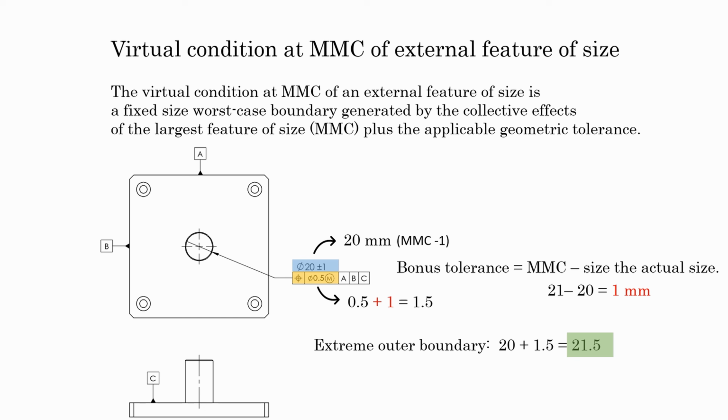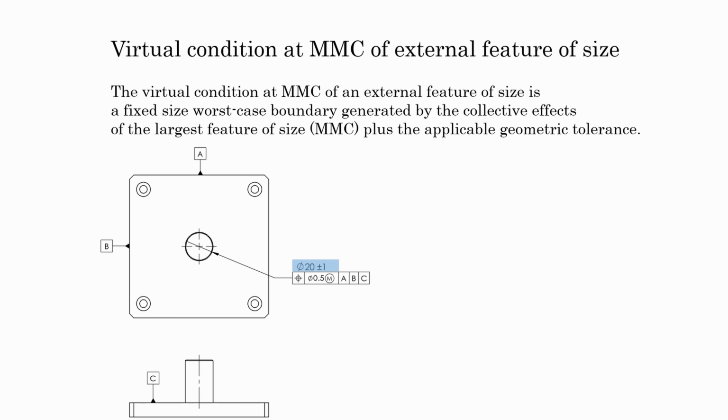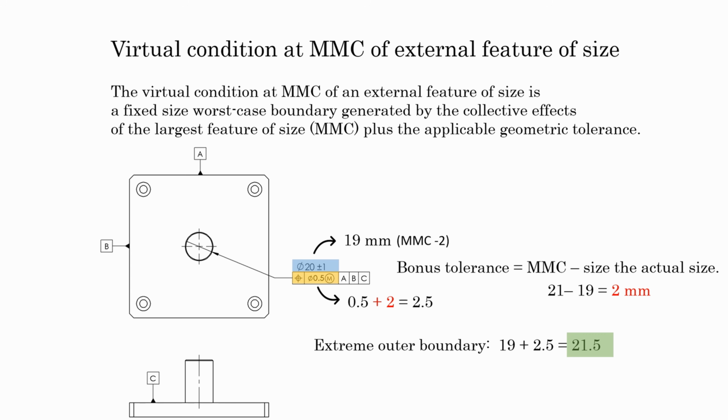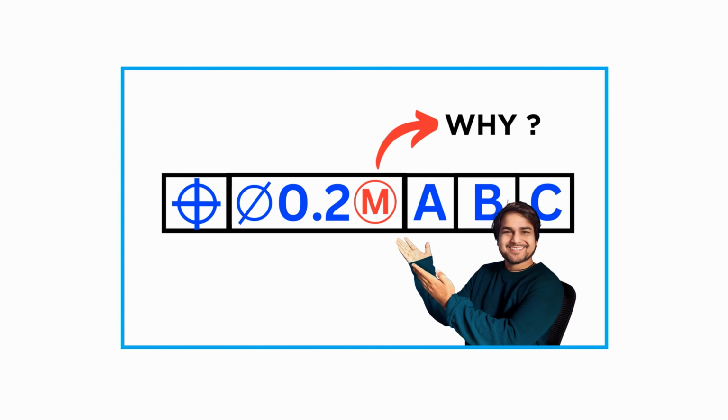It remains the same even if the pin is produced at 19 mm, 2 mm less than MMC. The bonus tolerance would be 21 minus 19, 2 mm, so the position tolerance will become 2.5 mm. The extreme boundary will still remain 19 plus 2.5, 21.5 mm, right? I hope this is much clearer to you. For bonus tolerance and the MMC modifier, you can watch this video later.